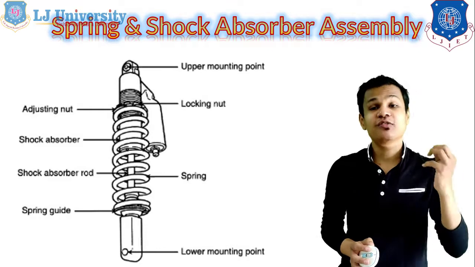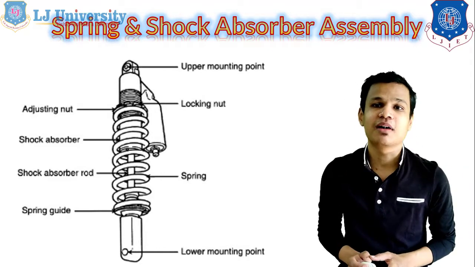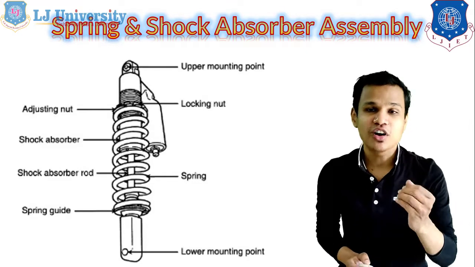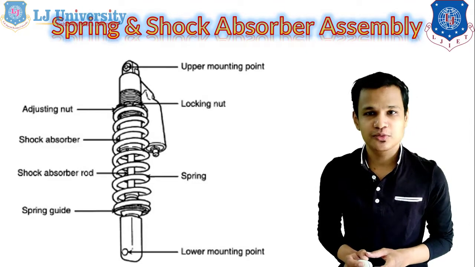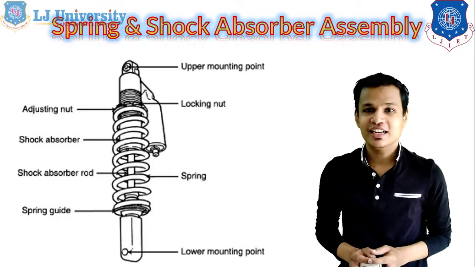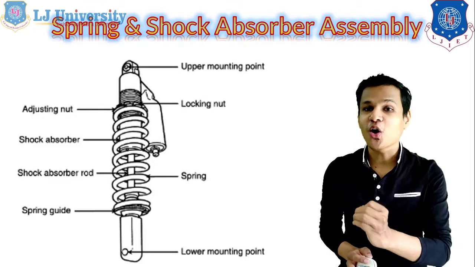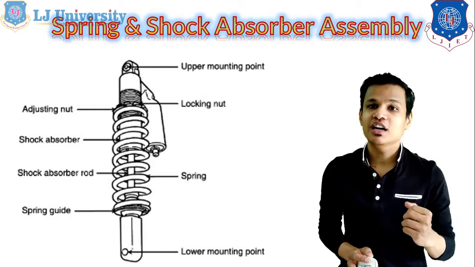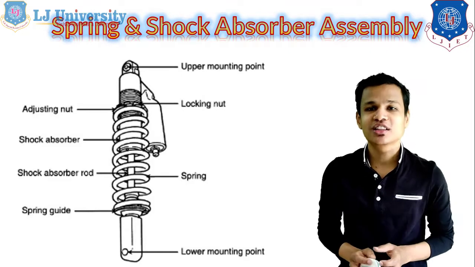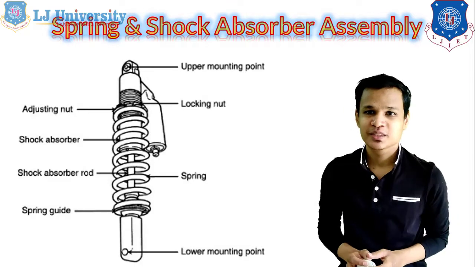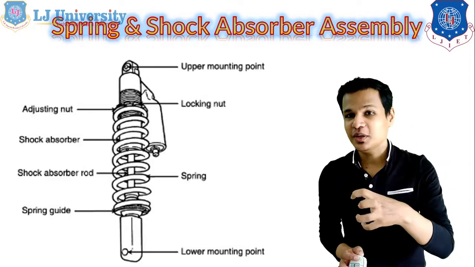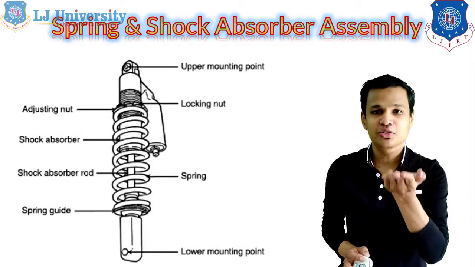Those vibrations will then further be damped with the help of the shock absorber or the damper, right? The function of the shock absorber is to absorb the vibrations that are generated because of the spring. Mainly the shock is absorbed by the spring, but we call the damper the shock absorber. So it's better to call it the spring and damper assembly. The function of the damper is to absorb the vibration generated during the spring motion.